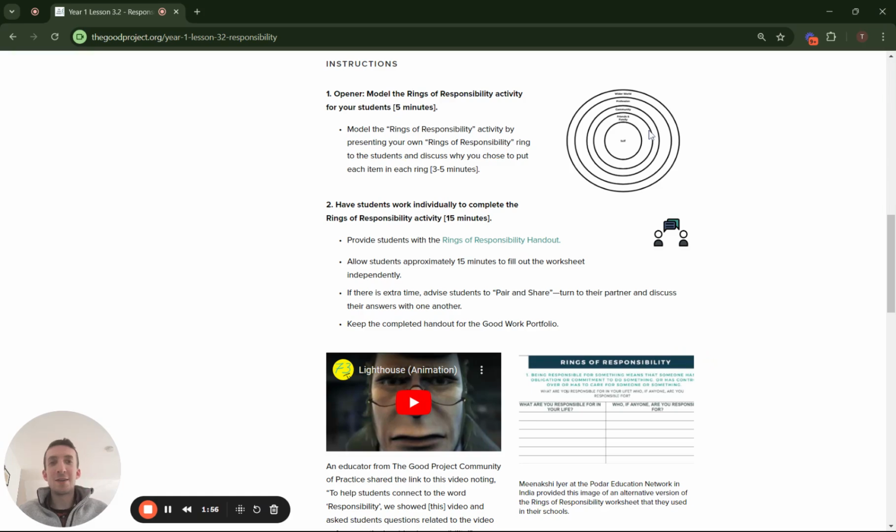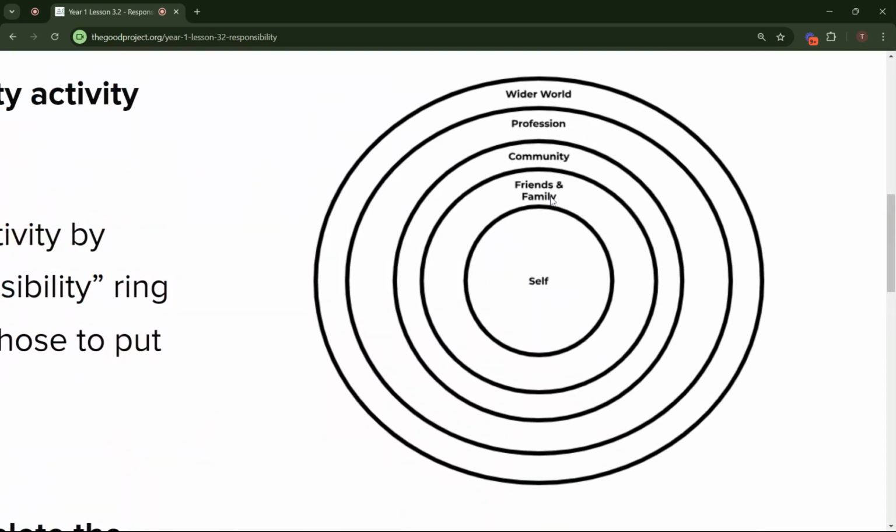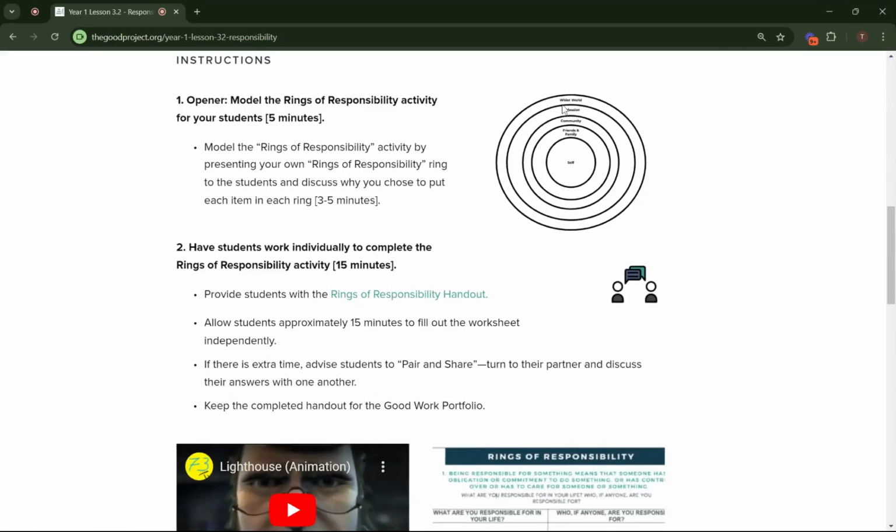So you'll want to start this lesson though by talking about the Rings of Responsibility by modeling it. You can see here the rings, so it puts the self at the center, people around you in the second ring, maybe even your community or different groups in the third ring, your profession, or this could be for students like the school in this fourth ring, and then the wider world in the fifth ring.